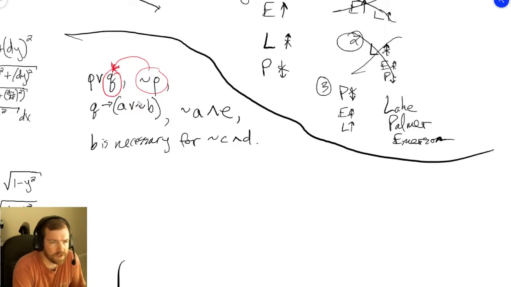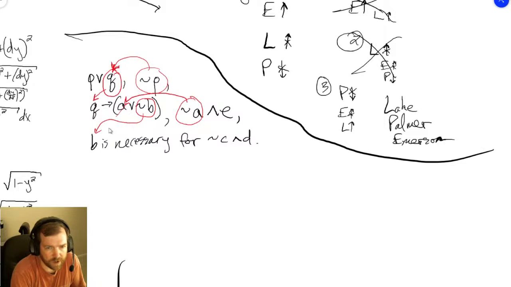Okay, so I'm seeing not P, and since P or Q, that must mean that Q. And since Q, then Q implies A or not B. Not A and E is going to imply that not A has to be here, so that says that this can't happen, which means that we have to have not B, but B is necessary for not C and D.